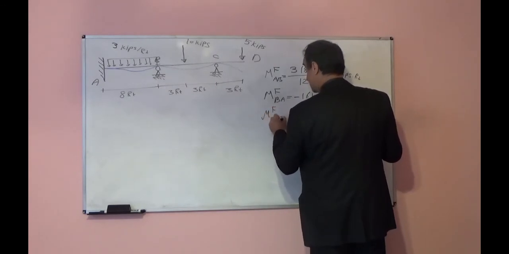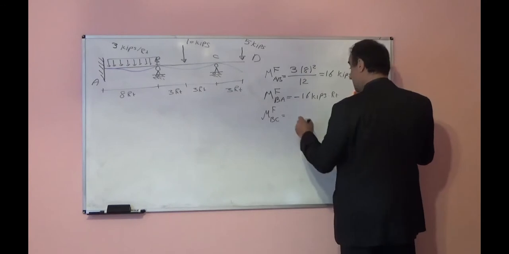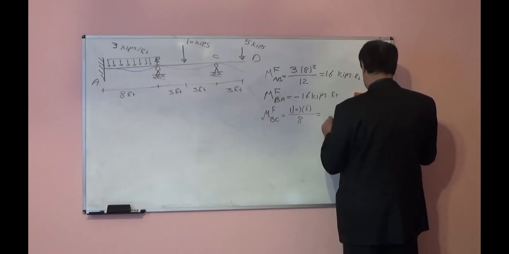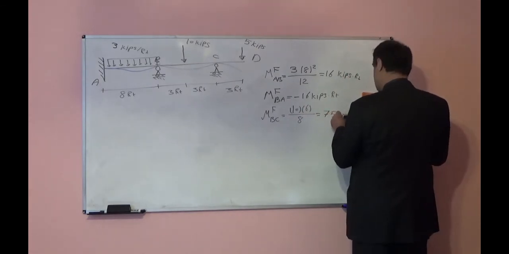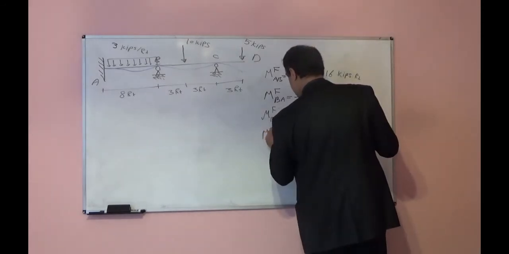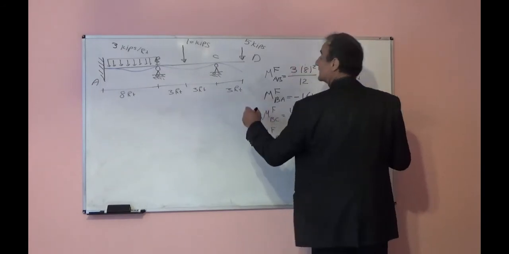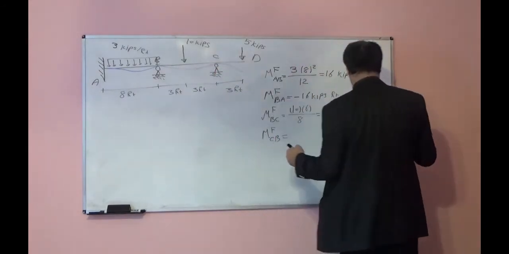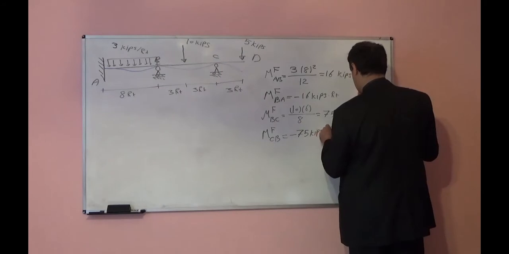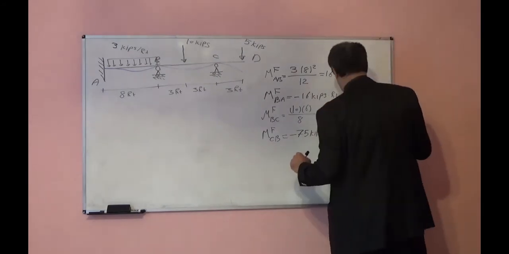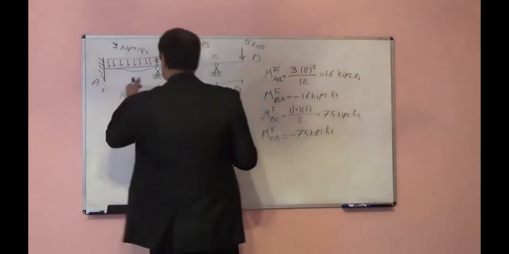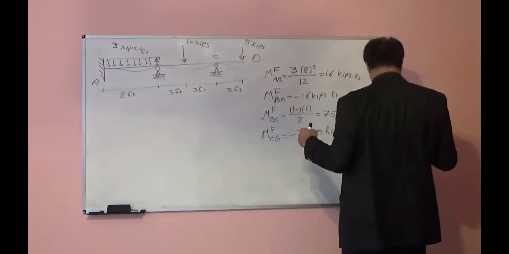M fixed BC will be PL over 8, so it will be 10 times 6 over 8, that will be 7.5 kips feet. M fixed CB has the same magnitude, but this reaction will be clockwise, so it is negative 7.5 kips feet. So these are our fixed end moments for the AB span and the BC span.